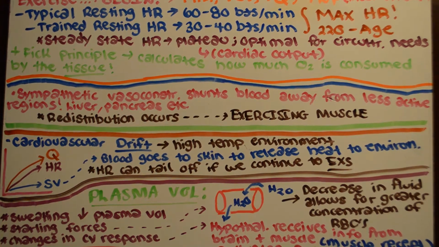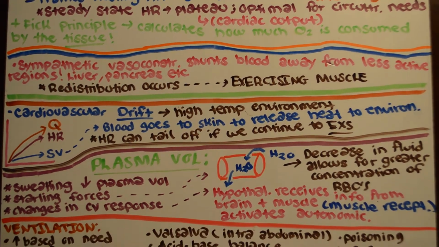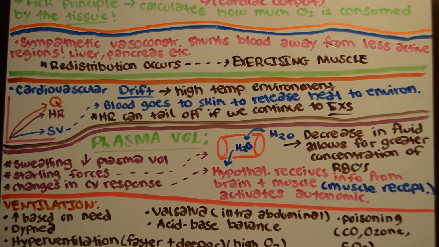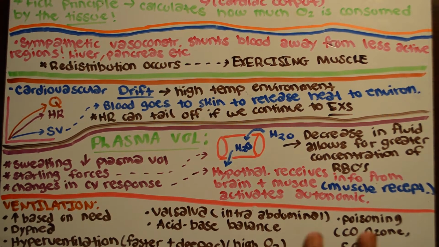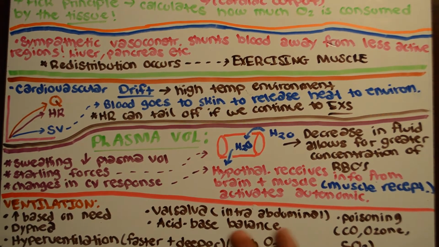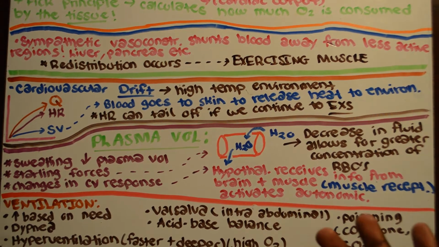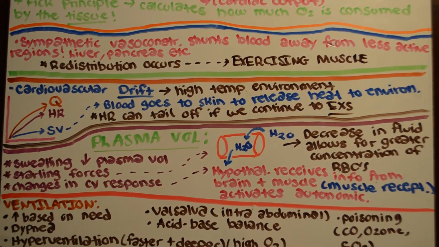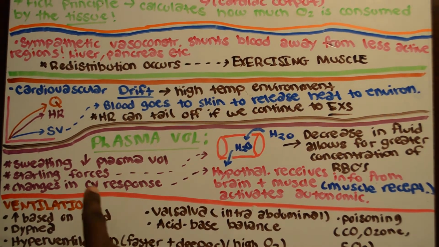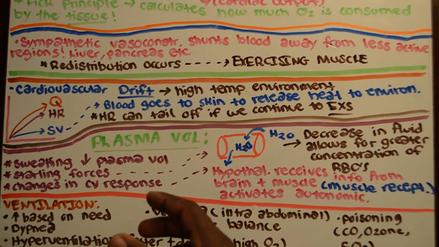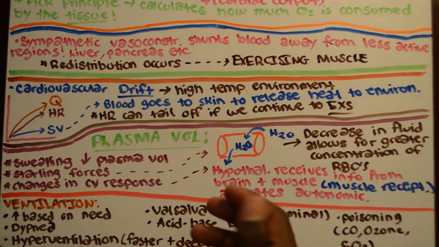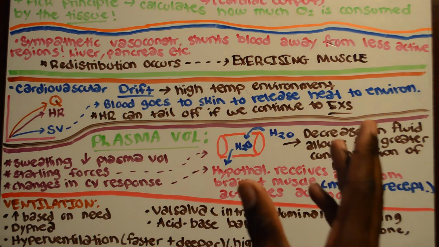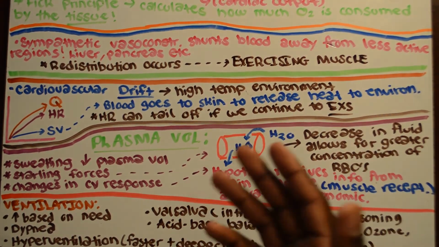All right. Now progressing on downward, what we've got next is plasma volume, which kind of goes into changes in cardiovascular response as well, but it's mainly plasma volume. So the first point of plasma volume is that as you sweat, your plasma volume goes down. Plasma has liquid in it, specifically water. As you sweat, that water gets released from your system, from your blood specifically. So your volume is going to go down.